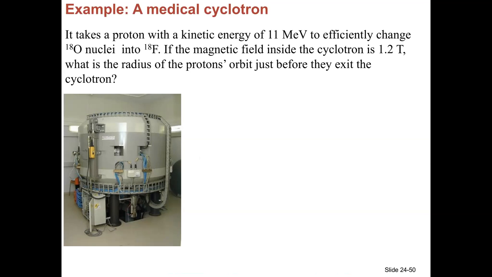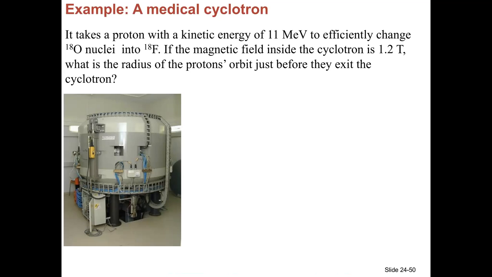So the goal for this device is we want to accelerate a proton to a certain speed, which we'll compute in a second, and have that proton hit an oxygen nuclei to turn it into a radioactive fluorine nuclei. The magnetic field that we use to cause the circular motion is 1.2 Tesla. And we want to compute what the radius of the proton's orbit is right before it leaves the cyclotron.